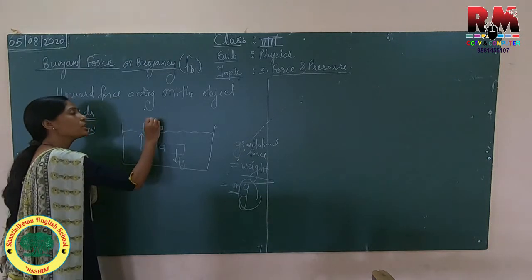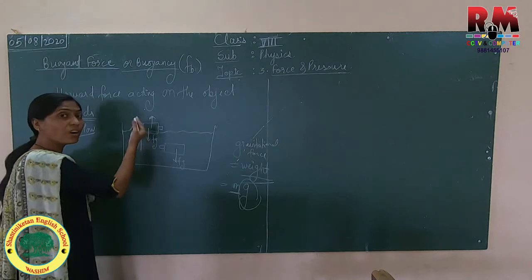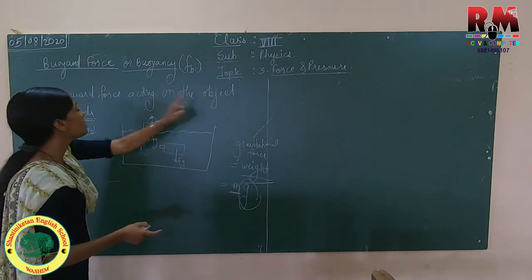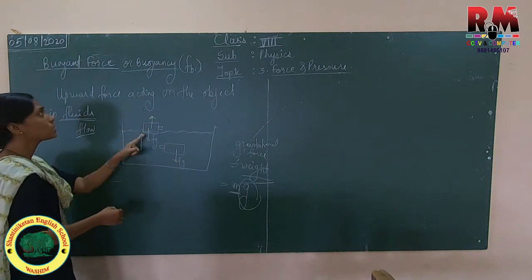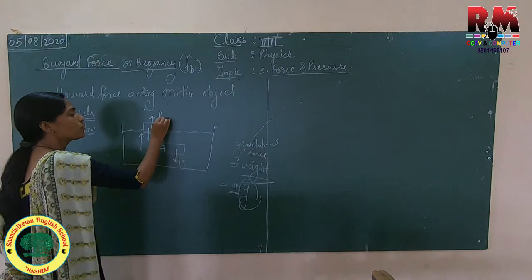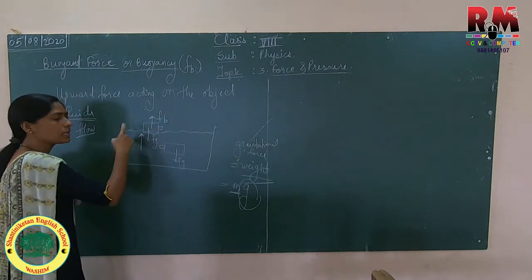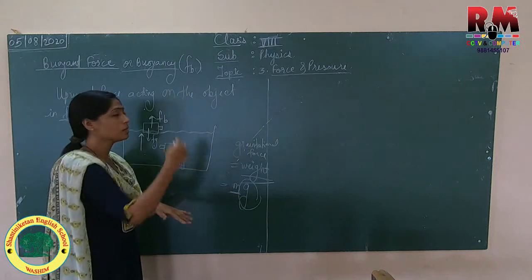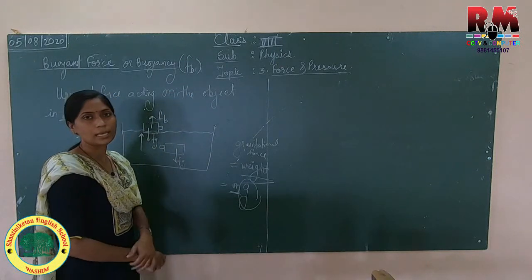So here there is an upward force opposite to the gravitational force. The upward force acting on the object in fluids is called buoyant force or buoyancy. So we have buoyant force acting on the bottle, which is an upward force pushing it in the upward direction. That's why the bottle is not sinking in.